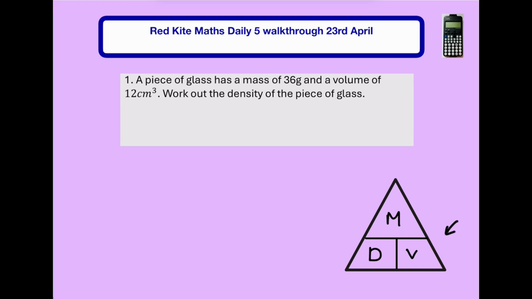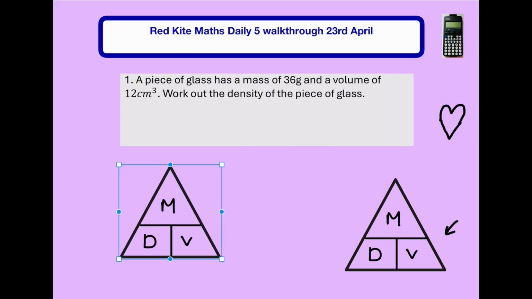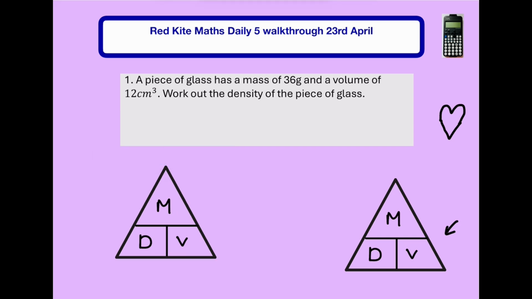To help us remember how to draw the formula triangle, you may have heard that if we make the M a bit curvy and the V a little bit curvy, we get a love heart. So you can remember the M and the V making a love heart to help. Okay, so if we put our formula triangle here, and I'm just going to rub out these bits so I can insert the numbers that we need. So the mass is 36, so that goes there, and the volume is 12, so that goes there.